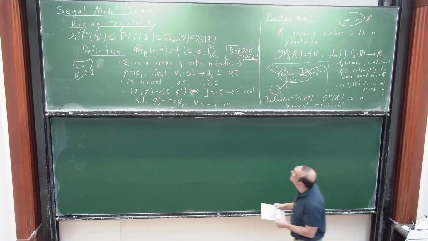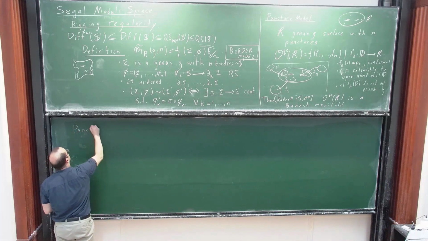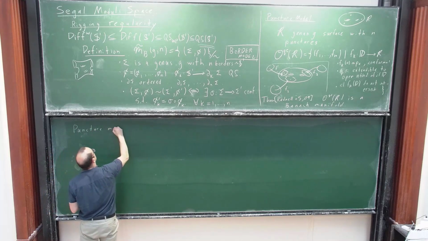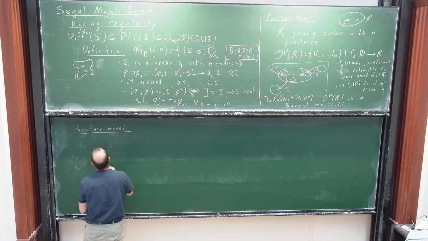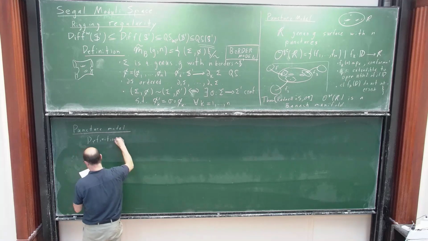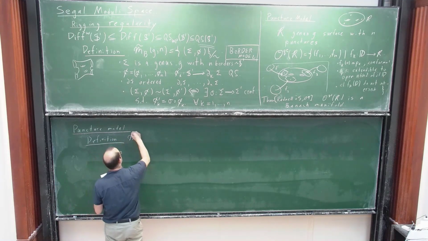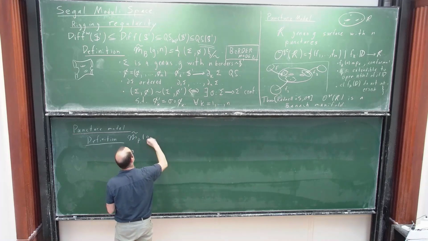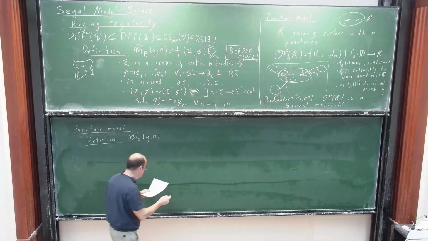So now, the puncture model of the Segal moduli space. We have the following definition. So we take M tilde P now. So this is genus G with n punctures. The P is for punctures, just for lack of a better name.